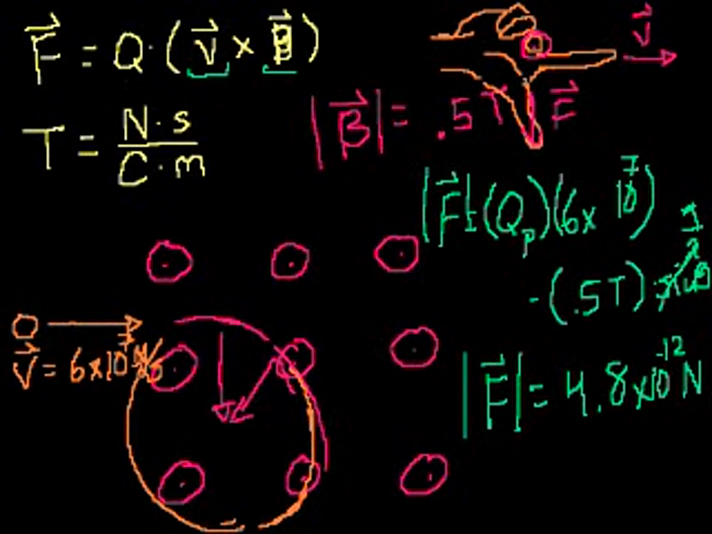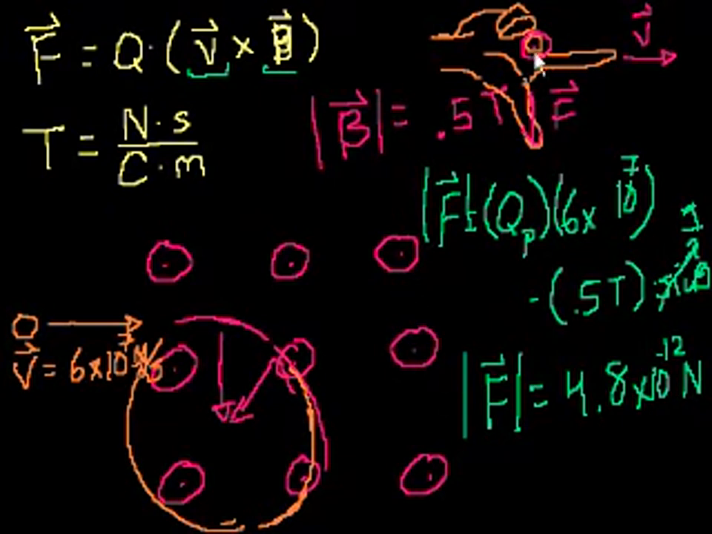In the last video, we figured out that if we had a proton coming in to the right at a velocity of 6 times 10 to the 7th meters per second, so the magnitude of the velocity is 1/5 the speed of light, and if it were to cross this magnetic field, we used this formula to figure out that the magnitude of the force on this proton, not protein, would be 4.8 times 10 to the negative 12 newtons.